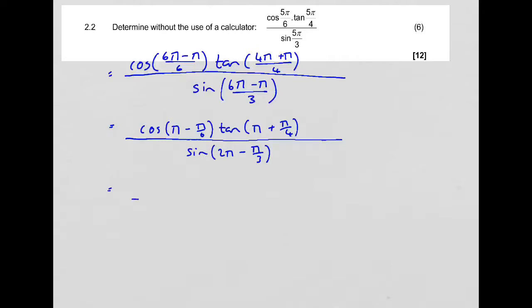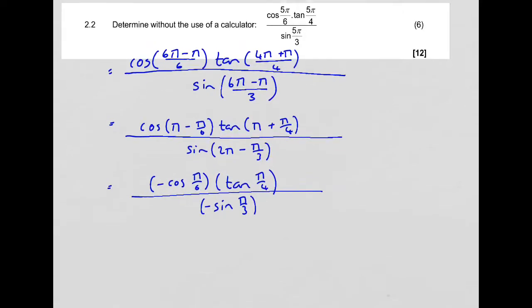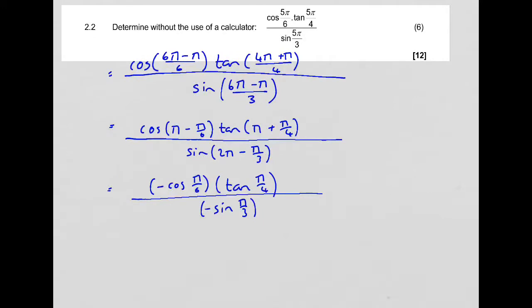Right, so cos pi minus pi over 6 is in quadrant 2 where cos is negative, so it'll become negative cos pi over 6. And tan pi plus pi over 4 is in quadrant 3 where tan is positive. So we have positive tan pi over 4. And in the denominator, sine 2 pi minus pi over 3 is in quadrant 4 where sine is negative. So we have negative sine pi over 3. Right, you can cancel your negatives now because we've got 2 negatives, so they're clearly going to cancel out.